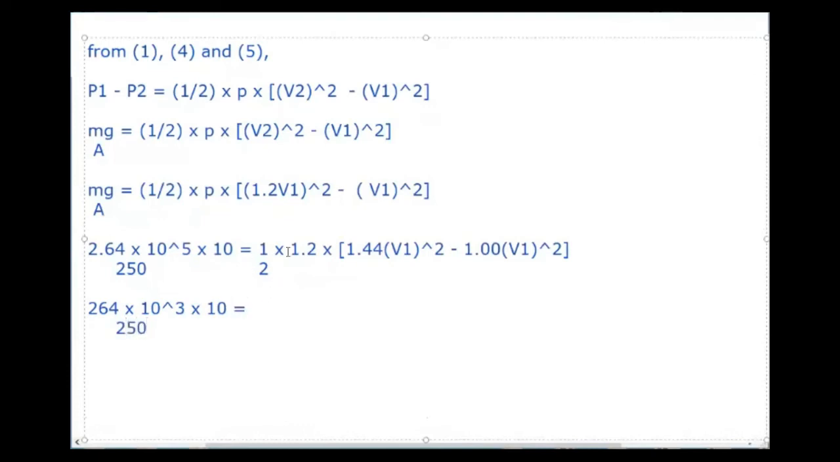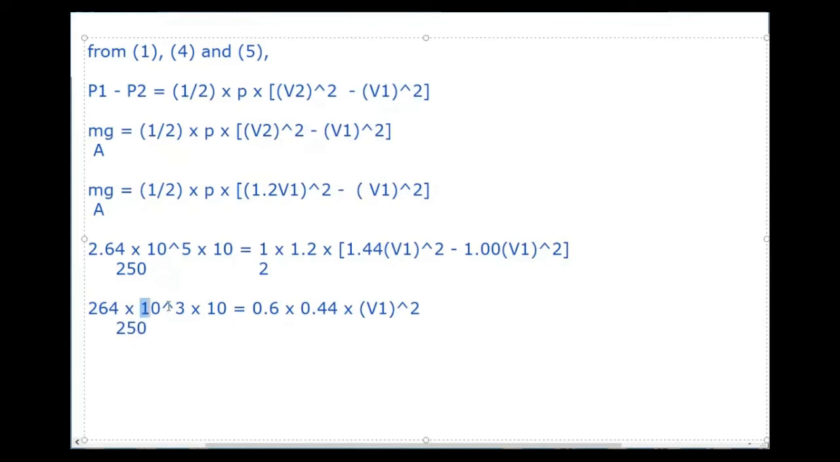Equals, if I consider this side, this 1.2 and this 2 can be divided. 1.2 divided by 2 is 0.6. Am I right, dear? Into 1.44 minus 1 means 0.44, into V1 square. Now again we can simplify like this.